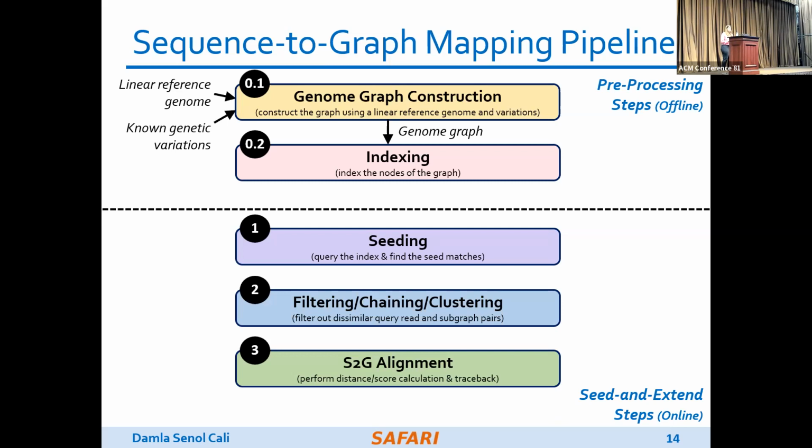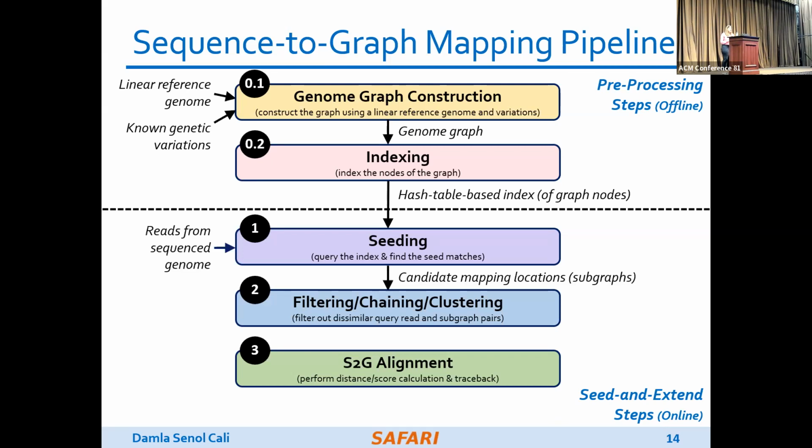And in the second pre-processing step, we index the nodes of the graph, and the resulting index is used in the first main step of the pipeline, which is seeding, which aims to find the seed matches between the query read and a region of the graph. After optionally filtering, clustering, or chaining these matches, alignment is performed between all of the non-filtered seed locations within the graph and the query read to find the optimal alignment.